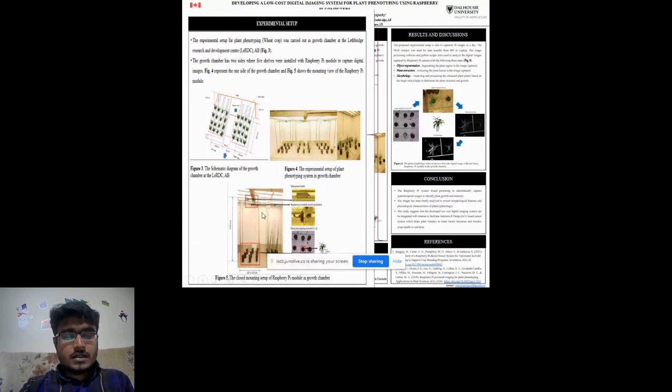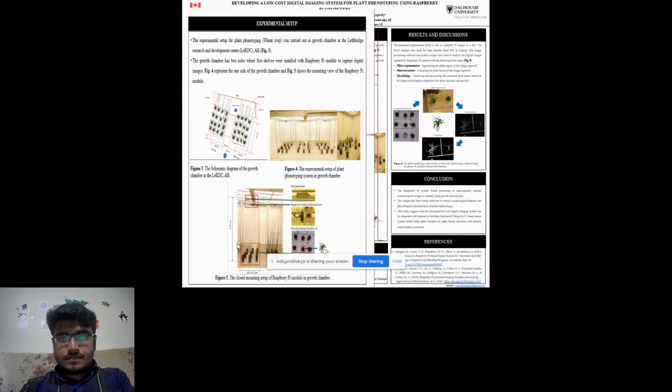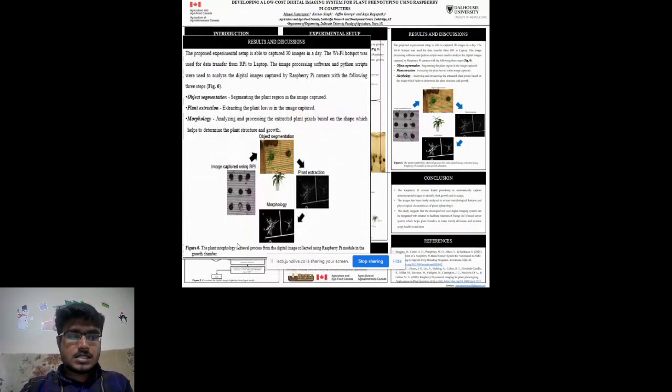As shown in figure 3, the camera was set at a height of 170 centimeters and it covers 16 plants per shelf with a dimension of 127 by 127 centimeters. So from this setup, the proposed research experimental setup is able to capture 30 images in a day. The Wi-Fi hotspot was used for data transfer from the Pi to the laptop.